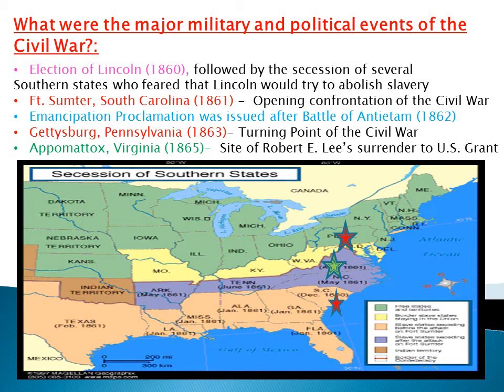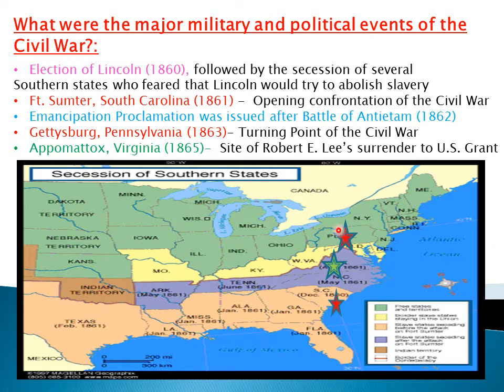What were the major military and political events of the Civil War? First, of course, was the election of Abraham Lincoln in 1860, followed by the secession of the several deep southern states and the southern states that feared Lincoln would try to abolish slavery. First confrontation of the Civil War, again, was Fort Sumter, South Carolina in 1861. The Emancipation Proclamation, which we'll talk about more in just a minute, was issued after the Battle of Antietam, which was in Maryland in 1862.